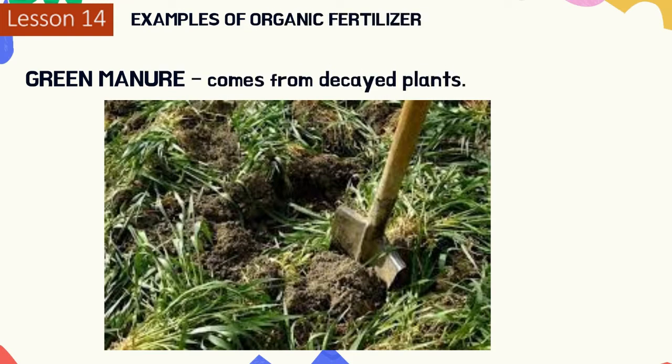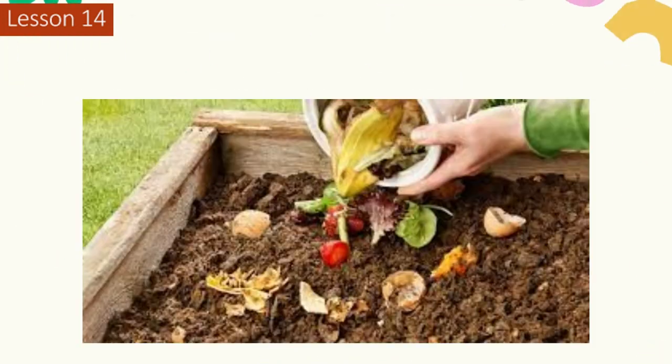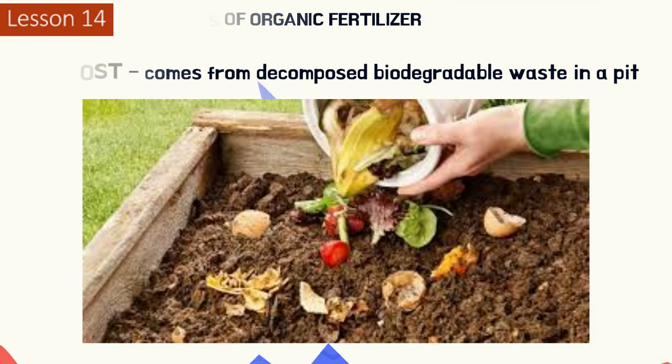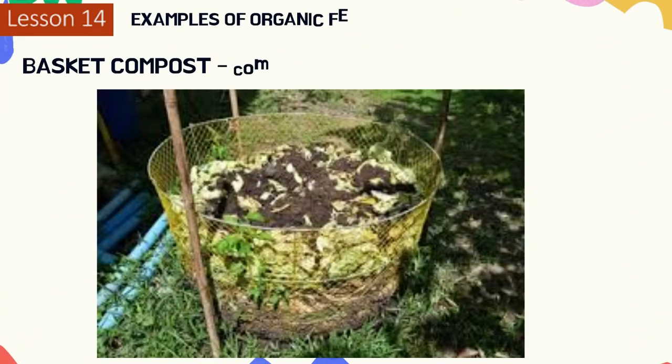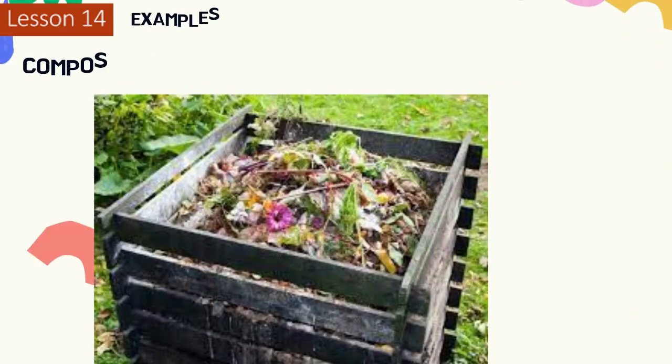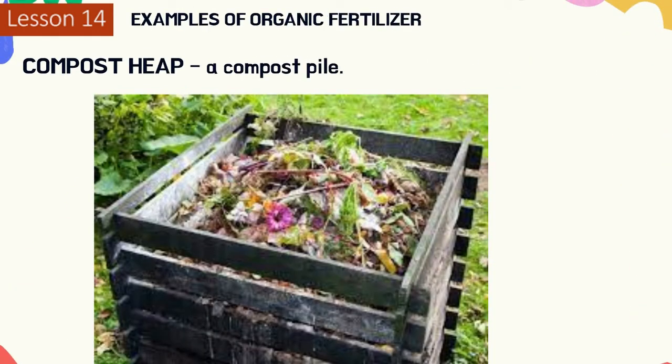Green manure comes from decayed plants. Next, compost comes from decomposed biodegradable waste in a pit. Next is basket compost, composting home garbage in a container. That's why it's basket compost. Next is compost heap, also called a compost pile.